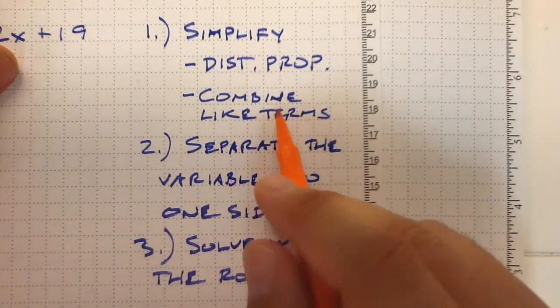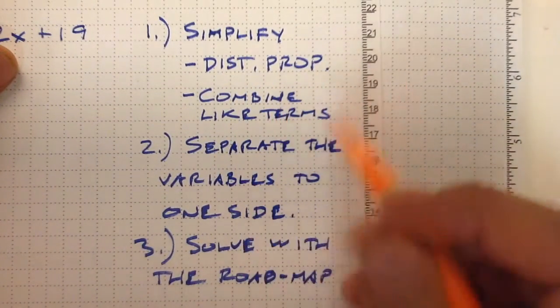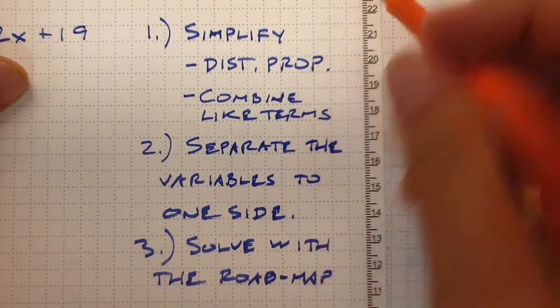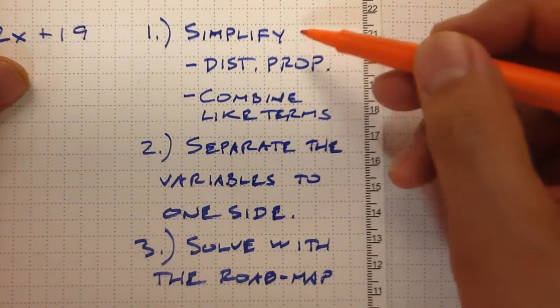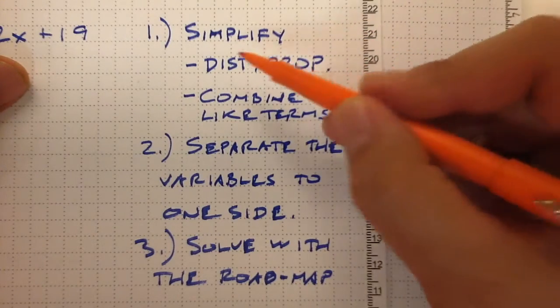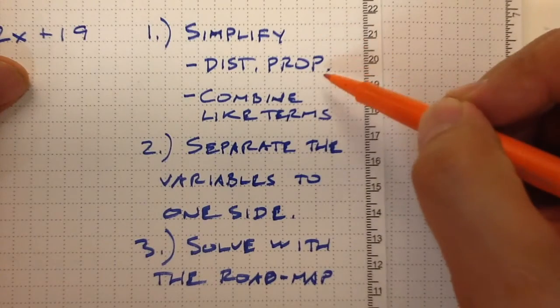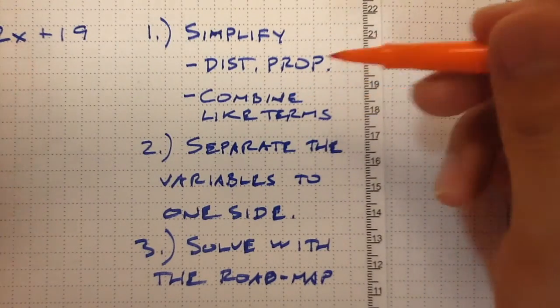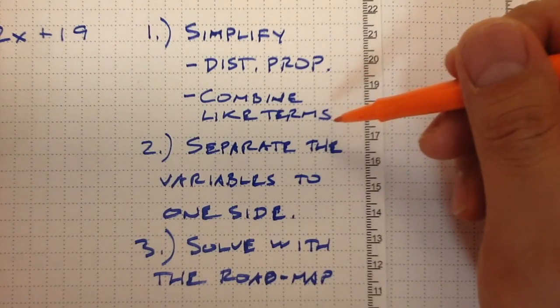Step one has not changed. Before you ever get into the solving of the equations, the first thing we want to do is simplify things, to make it a little bit cleaner and neater to work with. So if you see parentheses where some distributive property could be done, we want to clean that up. If there's any like terms that we can combine, either on the left or the right, we do that first.